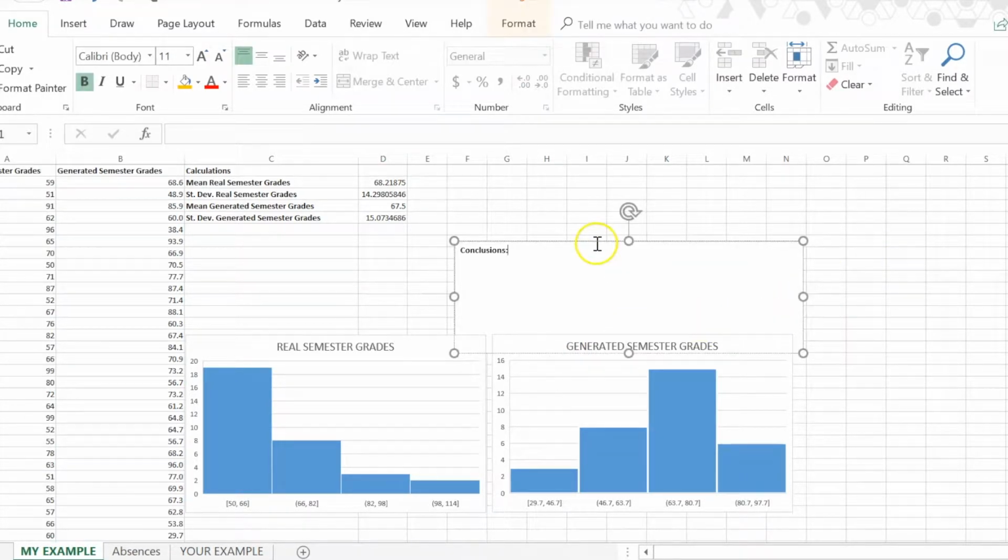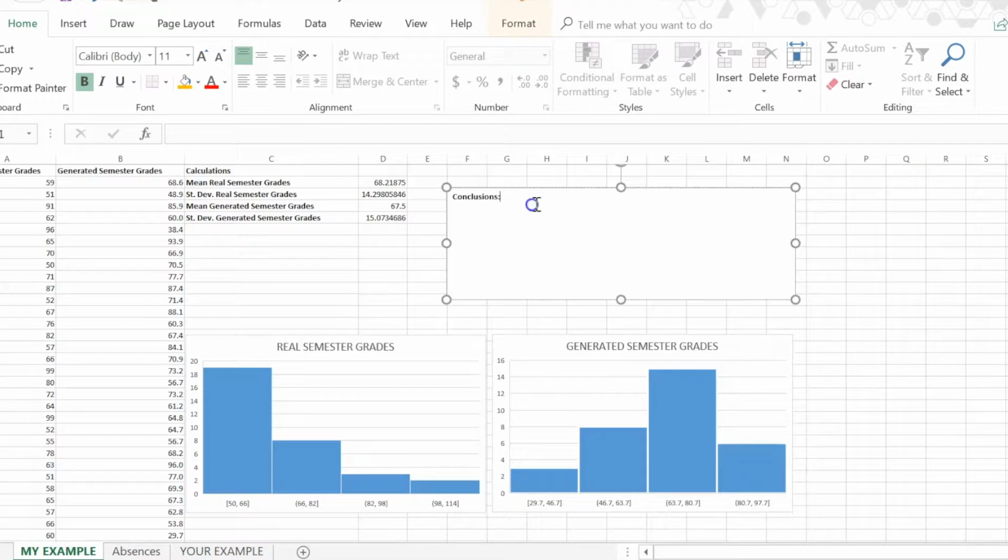So the last thing we need to do here is go ahead and make our conclusions. We're going to do these in a 3-step format. So step 1, we're going to talk about the generated data.